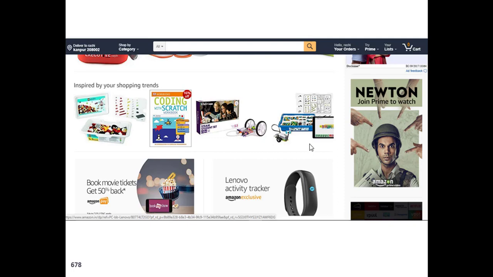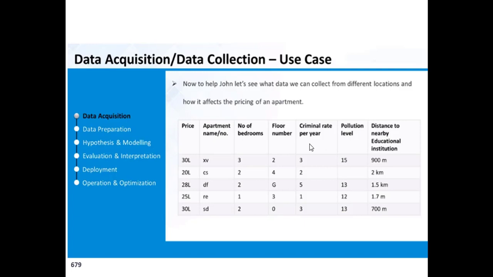Now once we have all this volume of data around us, let us see what steps we should take to be able to understand that data and do proper data analysis. Data acquisition is the first step. I need to first collect the data which is relevant to me. Suppose a person wants to buy a flat. He collects data from different locations and the price associated with that particular apartment.